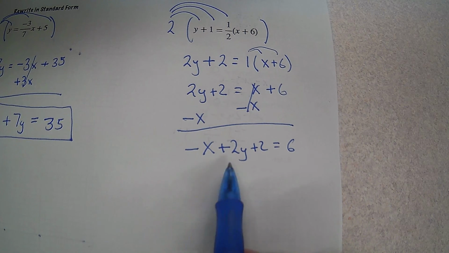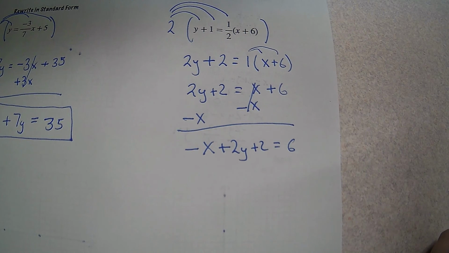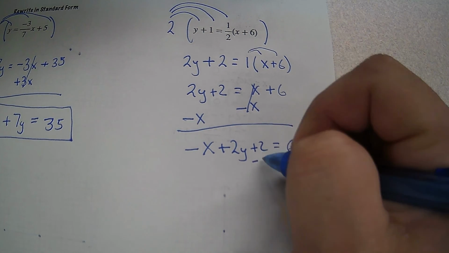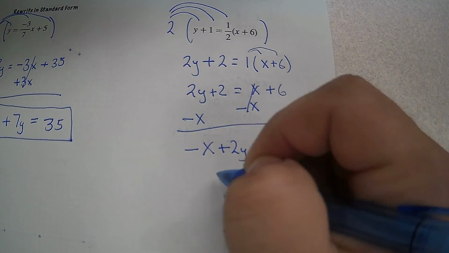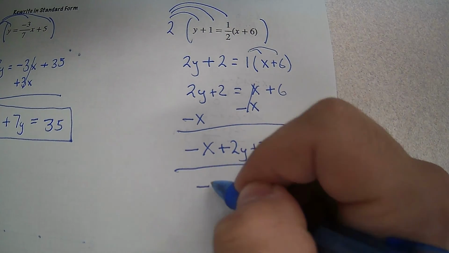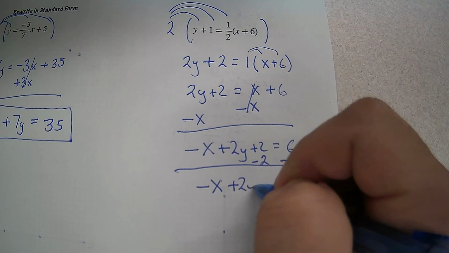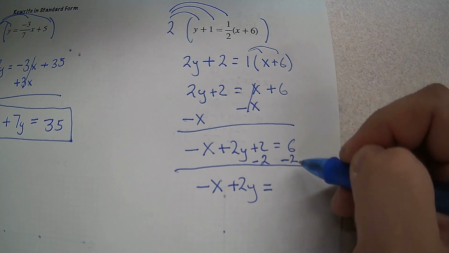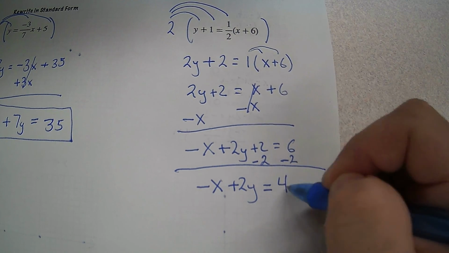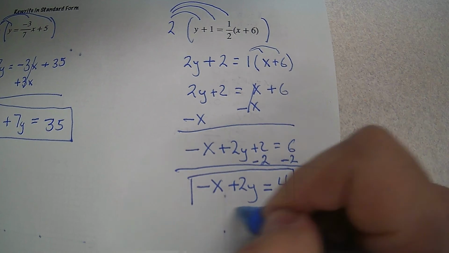Our variables are all on the one side, but now we have to move our numbers, or our constants. So we're going to subtract this 2 from both sides. Negative x plus 2y equals 6 minus 2, which is 4. And now we are in standard form.